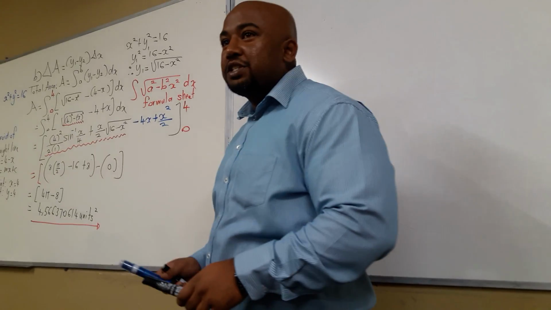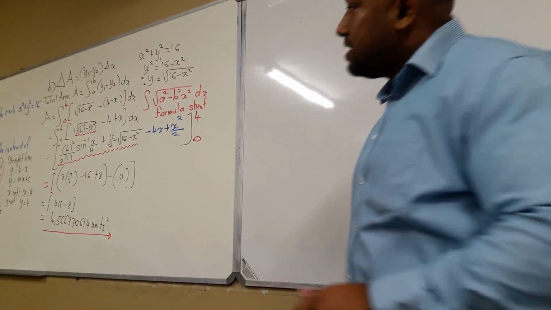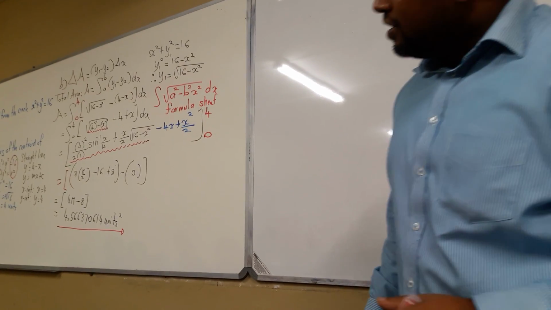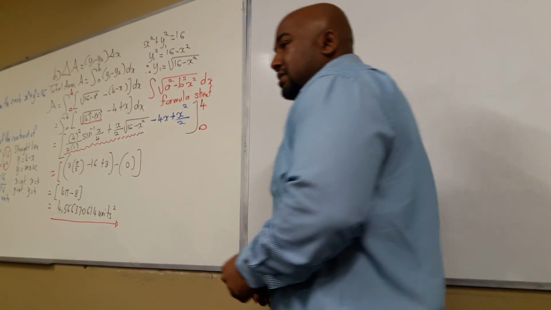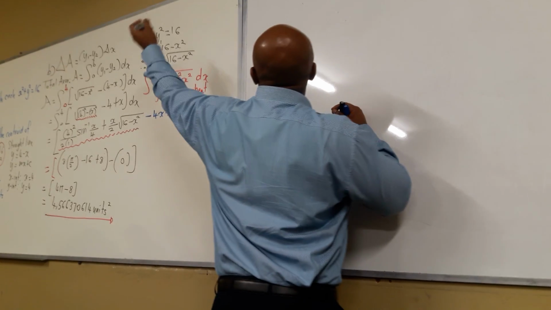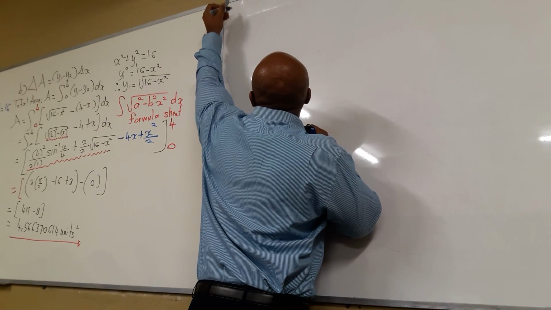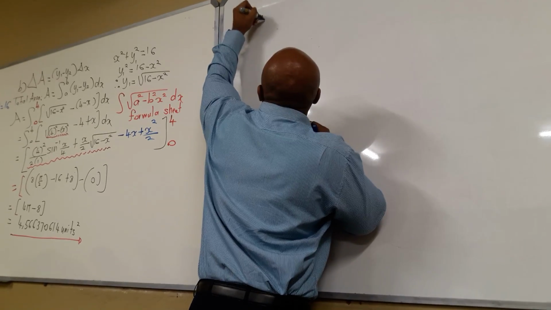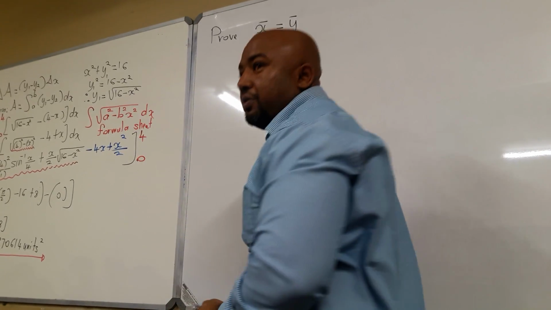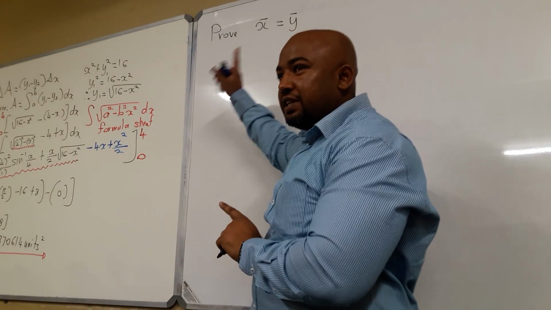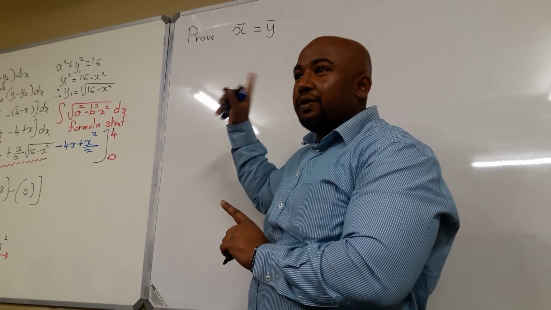Right, so that was the second question. Calculate the area. Now, show that the x and y coordinates of the centroid of this area are equal. So, let's start with x. So what do we want to prove here? We want to prove that x is equal to y. The x coordinate of the centroid of the area is equal to the y coordinate of the centroid. That's what we want to prove.